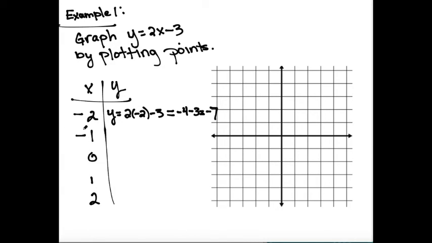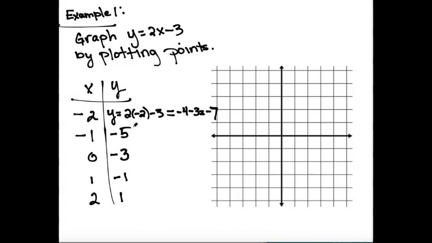Okay, I'm going to go ahead and plug the rest of these in. I'm not going to show you all the work. Negative 1, when I plug negative 1 in, I get 2 times negative 1, which is negative 2, and negative 2 minus 3 is negative 5. When I plug 0 in, I get 0 times 2, which is 0, minus 3 is negative 3. When I plug 1 in, 2 times 1 is 2. 2 minus 3 is negative 1. And when I plug in 2, I get 2 times 2 is 4, and 4 minus 3 is a positive 1. So then I'm going to go ahead and plot those points.